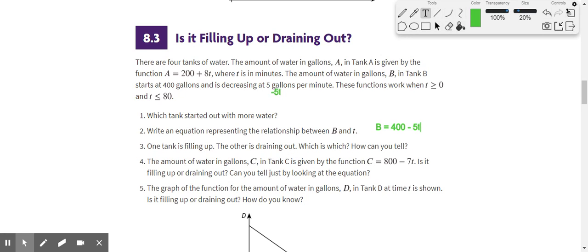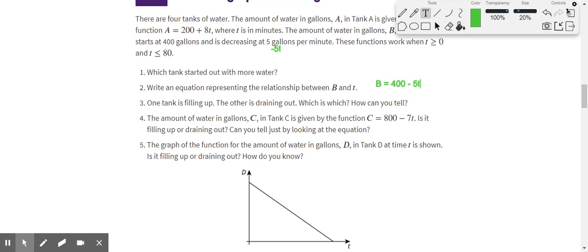One tank is filling up, the other's draining out. I think we've already covered that. The way you can tell is whether it's adding to the beginning amount or subtracting from the beginning amount.